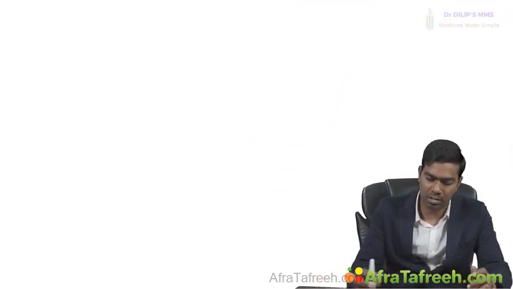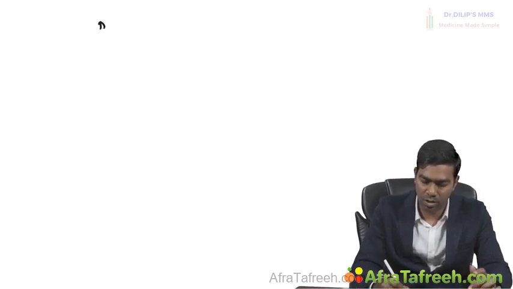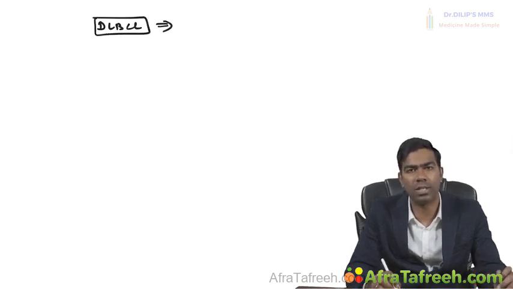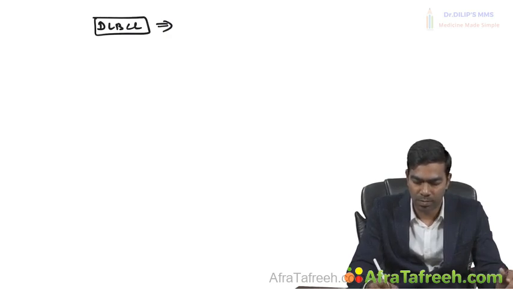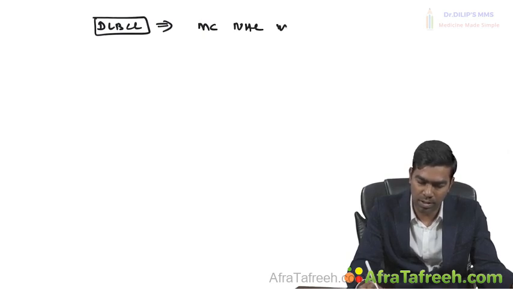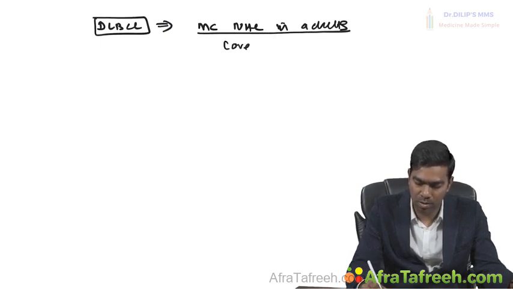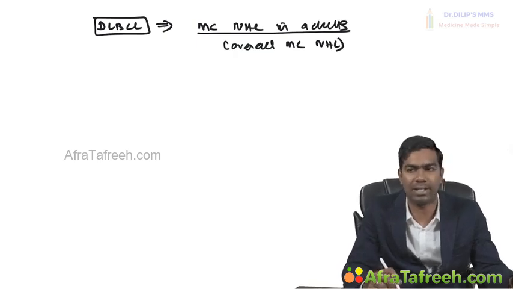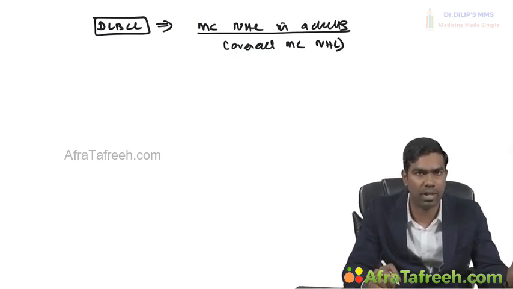Let us move on to the next type of lymphoma, DLBCL, diffuse large B-cell lymphoma. As I already told you, diffuse large B-cell lymphoma is the most common NHL in adults, and the overall most common NHL as well. It's one of the aggressive types, not as aggressive as Burkitt's, but still it is an aggressive neoplasm.